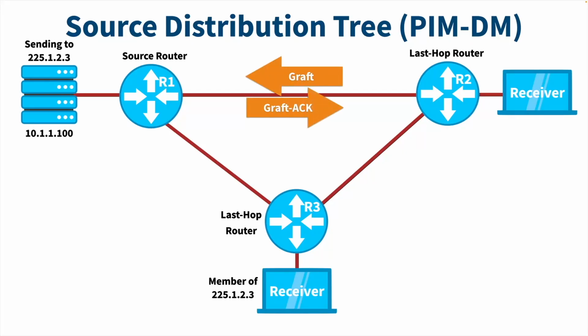and that's literally through a graft message. And R2 sends that message up to the source router, R1, saying, hey, I want to be part of this distribution tree. R1 acknowledges that. And now our distribution tree includes both R2 going to its receiver and R3 going to its receiver. And we're left with an optimal distribution tree.